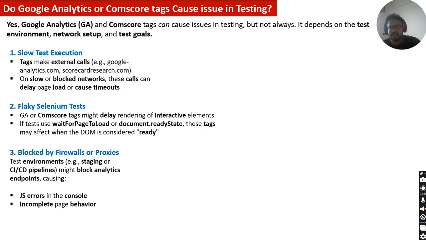Those are the kinds of precautions you need to take when you are working with these tags on your website. Sometimes you might also face issues because those calls may be blocked by a firewall or proxy. When you run the same test cases in a CI/CD pipeline, most of the time you will find these issues, because of tools like Jenkins.